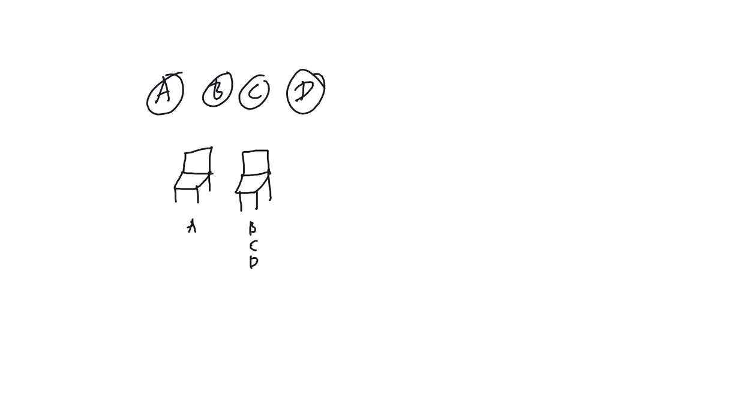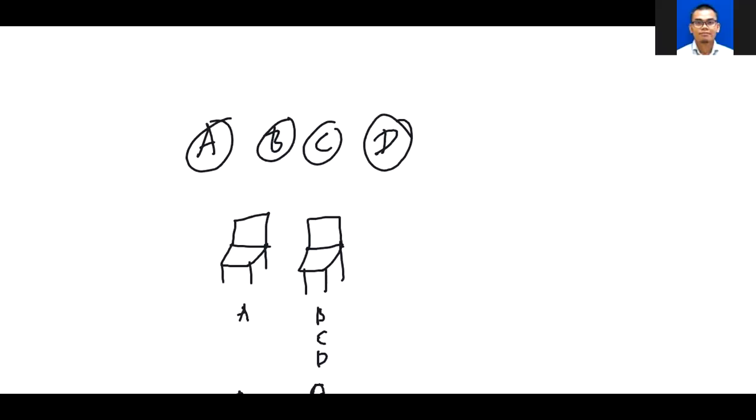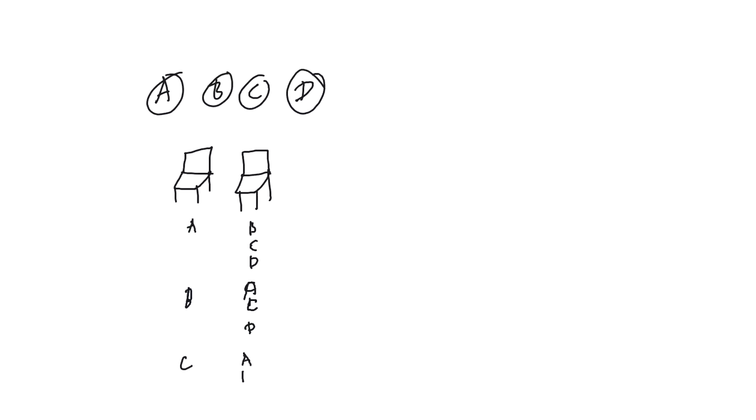And then it could be B for the first chair, and then the second chair is C, A, or D. And then the first chair is C, and the second chair you can have A, B, or D. And then the last one, D, you can get A, B, and C.